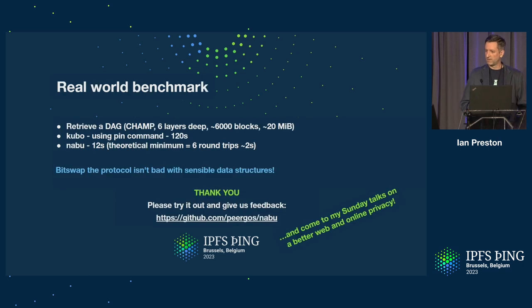They're super cool. So, real-world benchmarks. This comes from Pegos. This is basically, can you mirror this DAG for me, please, as fast as possible? It's six layers deep, about 6,000 blocks or about 20 megs. So not actually much data, but a lot of blocks. Mirroring this in Kubo currently takes 120 seconds using the pin command. Nabu takes 12 seconds. This isn't actually optimized.